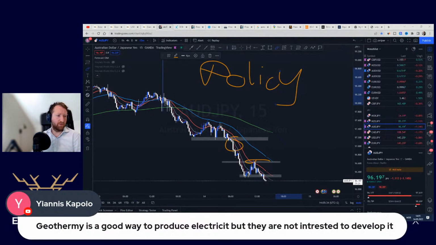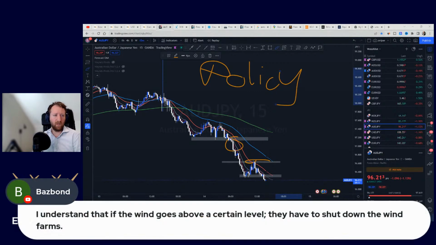Geothermal is a good way to produce electricity, but they're not interested in developing it. Iceland is probably pretty good at that, and I know Kenya is too. Norway doesn't have that, and I don't know if Europe has it in general. I understand that if the wind goes above a certain level, they have to shut down as well. So wind, water, and waves are very based upon climate and the risk of climate change.